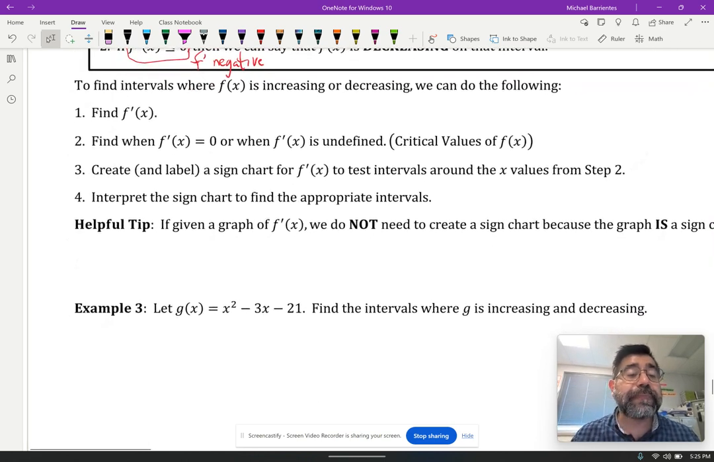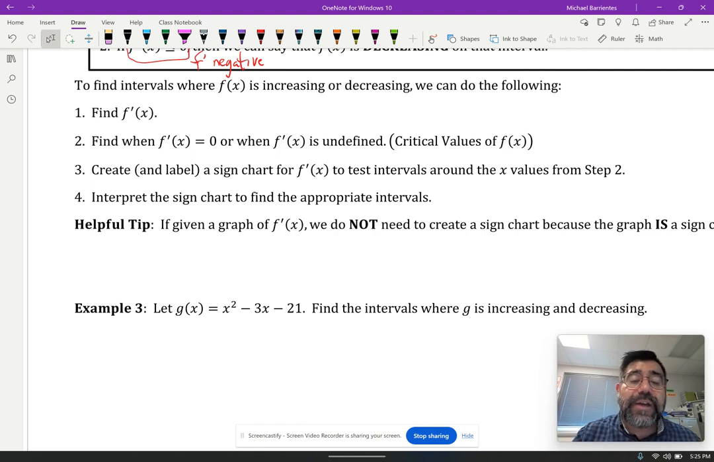So a couple of things to remember. When we're finding intervals where the function is increasing or decreasing, we can follow this little recipe. Step one, take the derivative. We did. Step two, find where the derivative is equal to zero or when the derivative is undefined. That would be find the critical points. Number three, create a sign chart and test intervals around the values of x from step two. So step two is important because it's going to help us find the critical points. And if those are the only places where the derivative is equal to zero or undefined, then it's going to split up our x-axis into intervals where it might be increasing, decreasing, increasing, whatever it is. And then step four, interpret the sign chart to find the appropriate intervals.